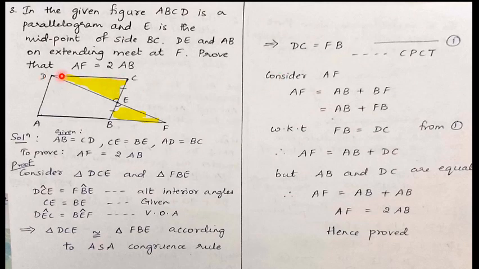We also know that DC is equal to AB, isn't it? Because they are equal opposite sides of parallelogram ABCD. So AB and DC are equal, and you can replace this DC with AB. So AF will be equal to AB plus AB. So AF is equal to 2 times AB, which is nothing but 2AB. So this is what is required to prove here, and we have proved. Hence proved.